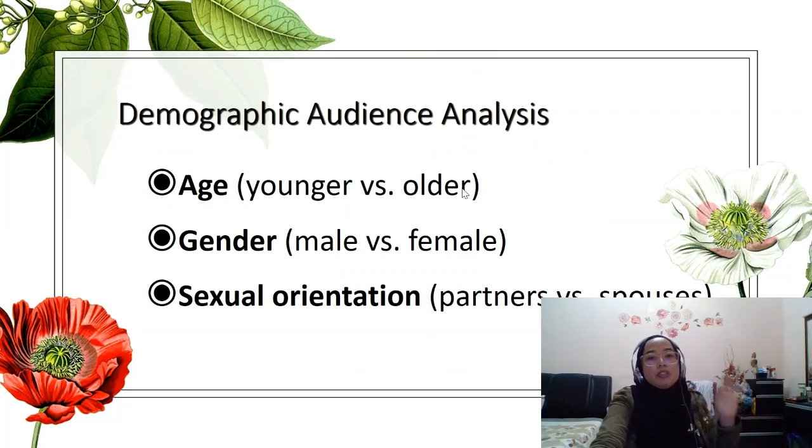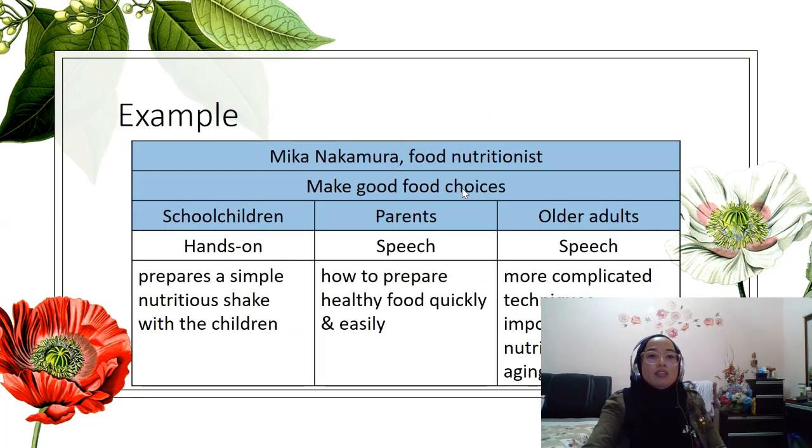So when thinking about demographics, you can think about age, gender, and sexual orientation. A very good example is a food nutritionist called Mika Nakamura. Mika has the same objective of trying to encourage good food choices, and what's interesting is that she has a different approach for different target audiences. Her first target audience is school children, her second is parents, and lastly she has older adults.